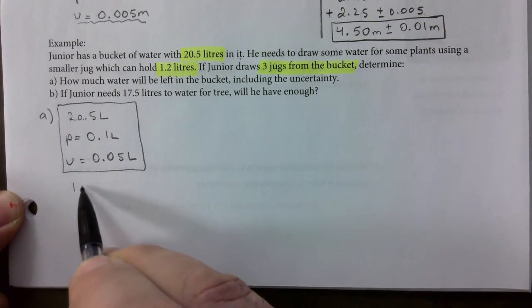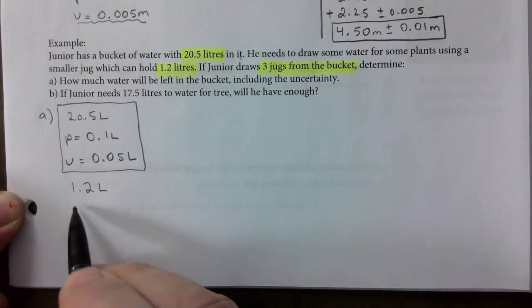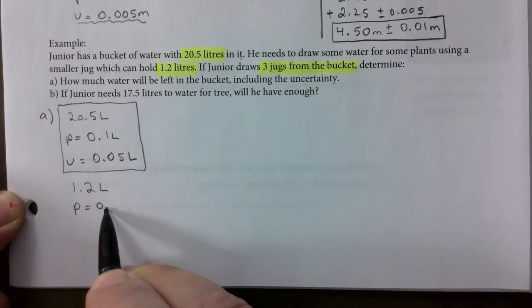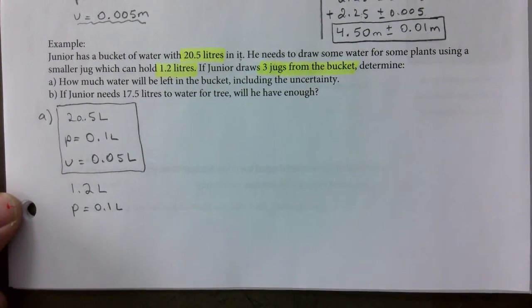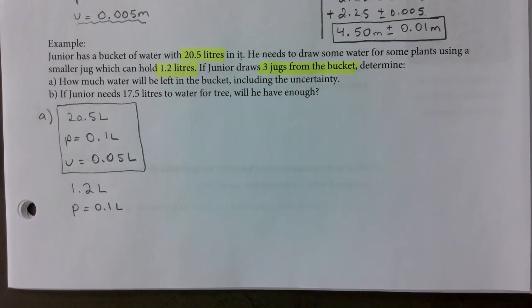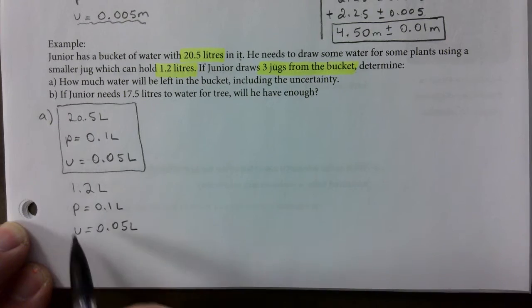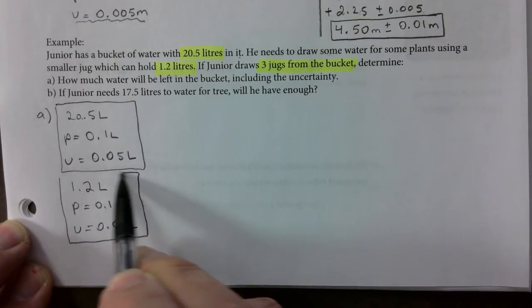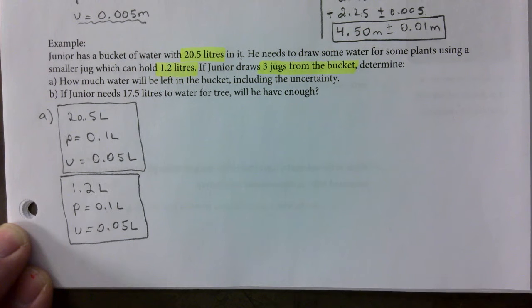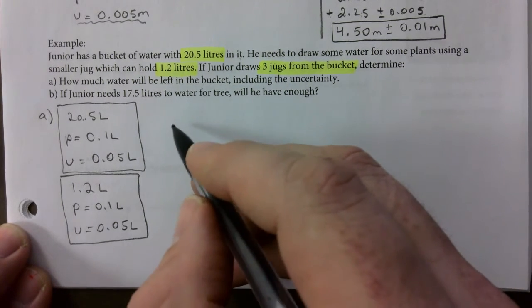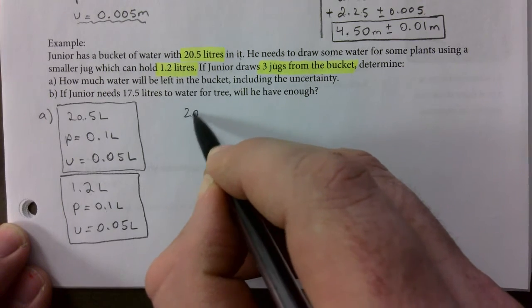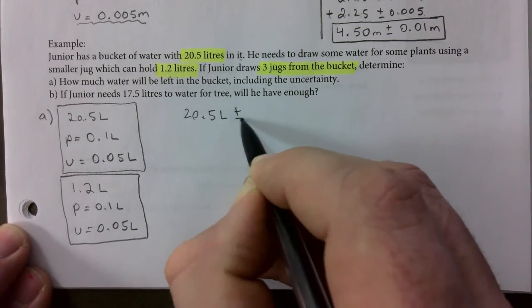And then I'm going to do the same with this smaller bucket, which is 1.2 liters. The precision is also 0.1 liter. It could have different precision and different uncertainties, so just watch out for that. Uncertainty is half of that, which happens to be the same as the original bucket. So I kind of do my prep work ahead of time. And this is where you can do it in different ways. I will show you the long way, perhaps. Plus or minus its uncertainty.